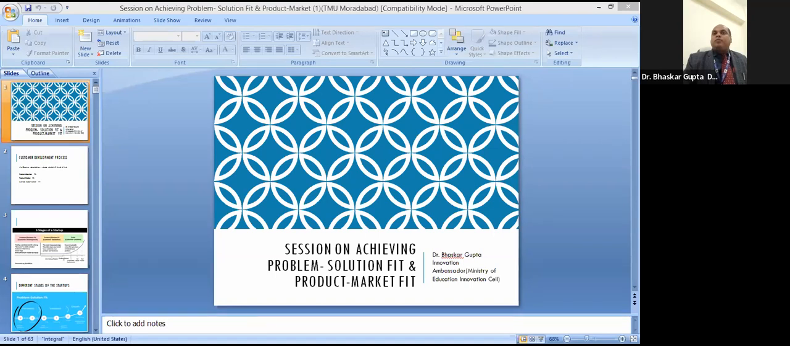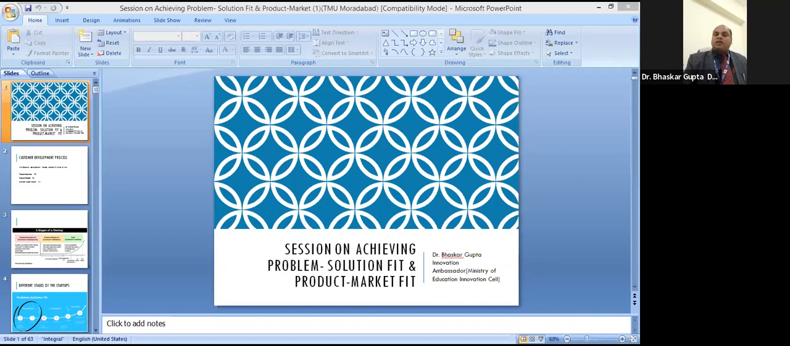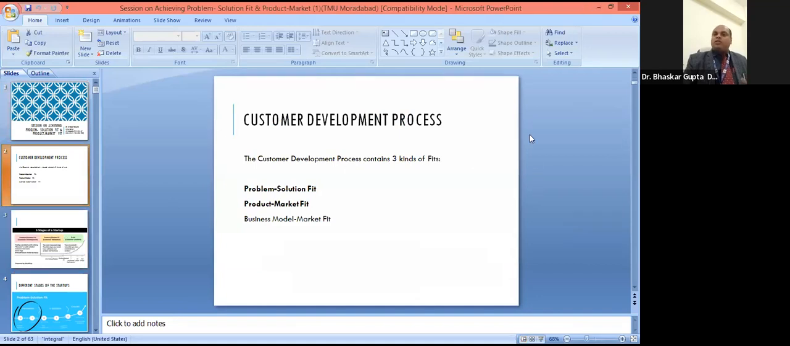If we look at the development process, it usually consists of three important stages. Next slide. Any customer development process consists of three important steps. The very first one is problem solution fit, then product market fit, and the third one is business model market fit. So whenever you are planning to open your own startup, dear students, you have to focus on these three important steps. However, I am not going to cover business model market fit due to the limitation of time.